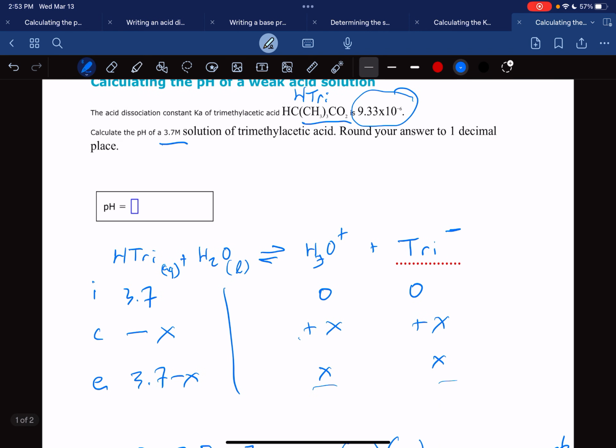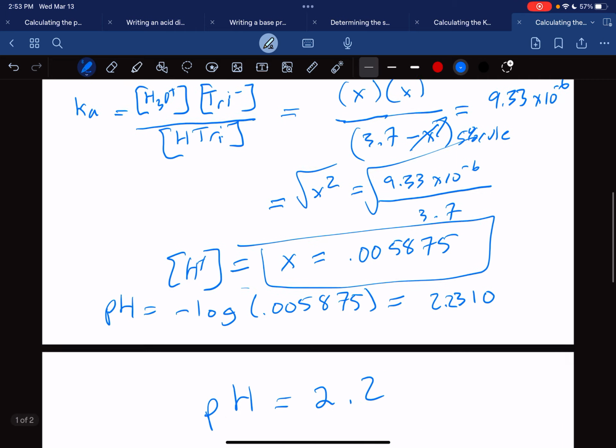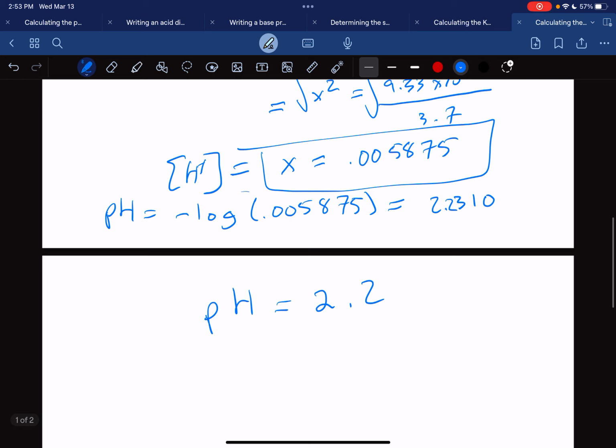I would have written 2.2, but they tell us to round to 1 decimal place, which is kind of brutal. But the correct significant figures would have been 2.23, but they want us to round to 1 decimal place, so that would be 2.2 only for this problem.